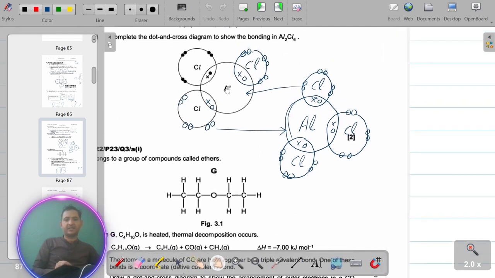Just instead of Al, you need to write In, because aluminum and indium belong to the same group, group number 3 or 13. And here we have bromine instead of chlorine. Chlorine and bromine are also from the same group. So it is the 100% same structure for In2Br6.